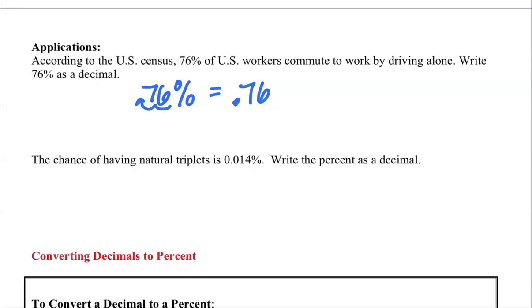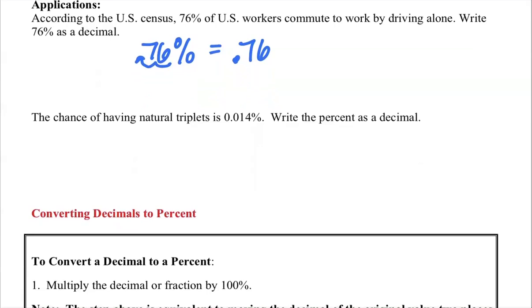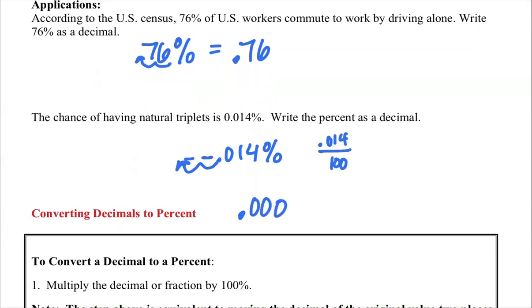The chance of having natural triplets is 0.014%. Write that percent as a decimal. So you can either divide 0.014 by 100 or just move that decimal 2 to the left. When we move the decimal 2 to the left, there are empty positions there, and those get filled by placeholder zeros. So that would be 0.00, and then we already have the 0.014.